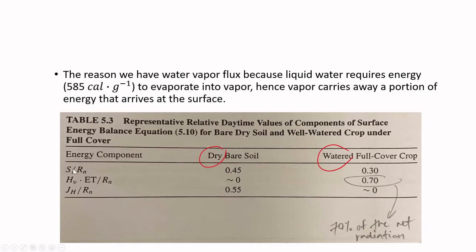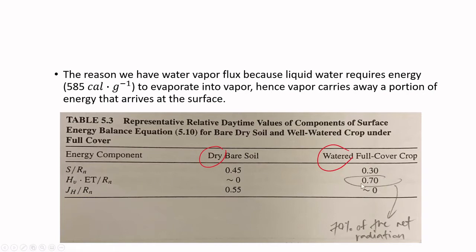If you look at the convective heat flux, it is only about 45%. If you combine these two, 0.45 added to 0.55, you get 100%. Here is the full cover crop, also 100%. But when it's wet, with a full cover crop, it means no space for air, or very little space for air. When there's a lot of water, you see that latent heat flux contributes about 70% of the net radiation.